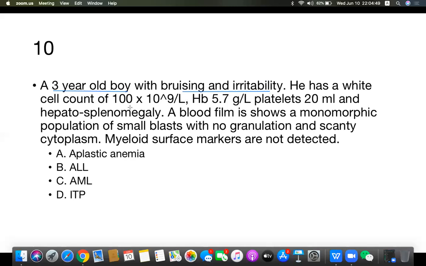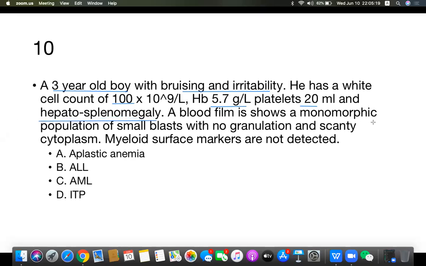He has a very high white cell count. See here, this is 100,000. So WBC is high here, but hemoglobin is very low and platelet count is also low. This is 20,000, so this is denoted in the wrong way. So hemoglobin is low, severe anemia, severe thrombocytopenia, but high WBC and hepatosplenomegaly, very typical features.